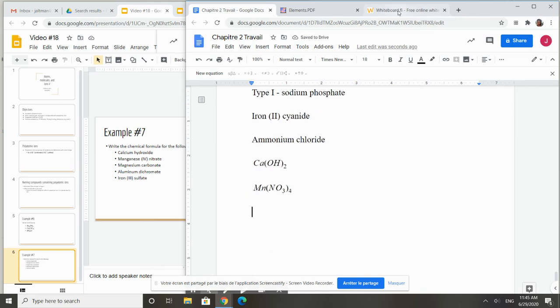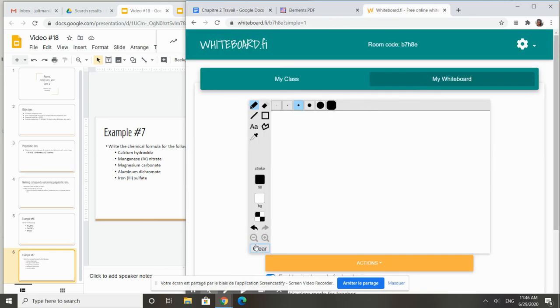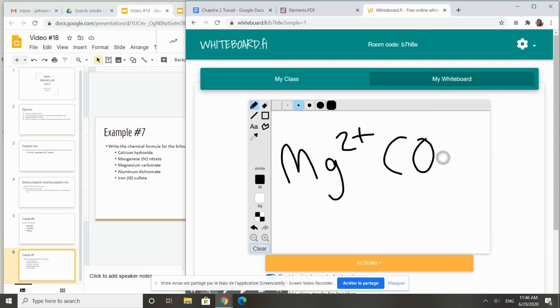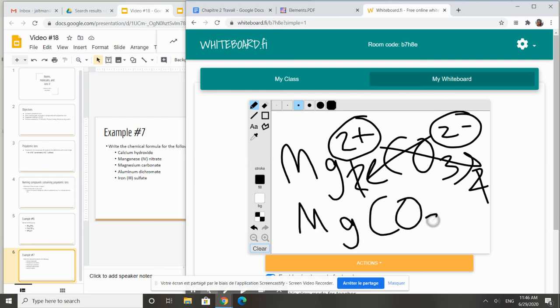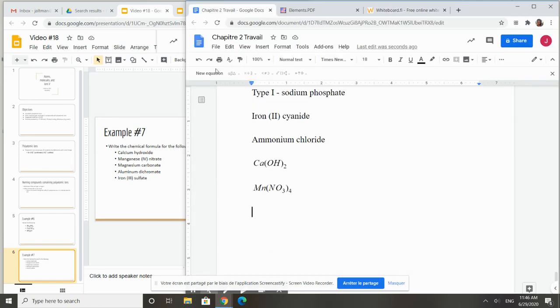Magnesium carbonate. So I have Mg, which is standard charge of 2 plus. I find carbonate on the polyatomic ion sheet, CO3 2 minus. So I crisscross applesauce 2 and 2, which some of you are probably realizing we're just going to nix because they're simplifying it. We don't need parentheses here because I'm not bringing anything on the outside. It's just MgCO3.